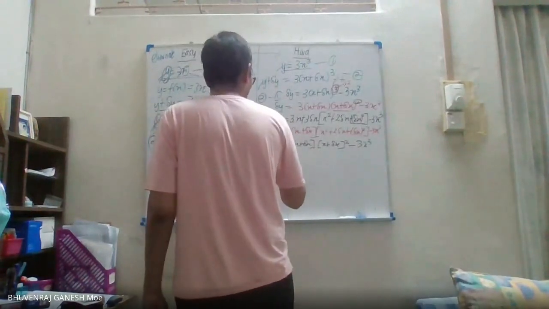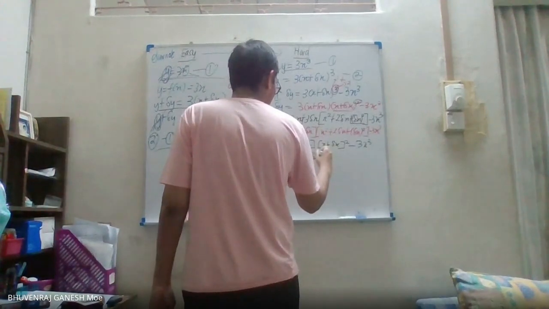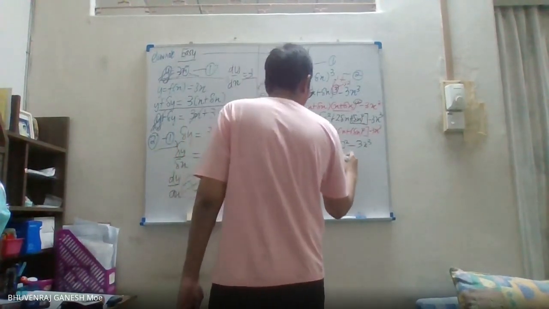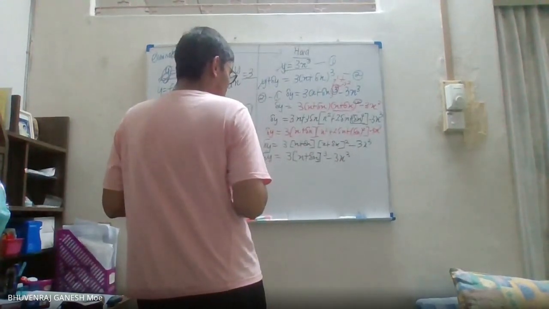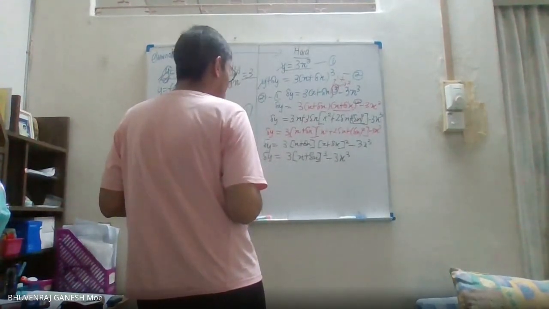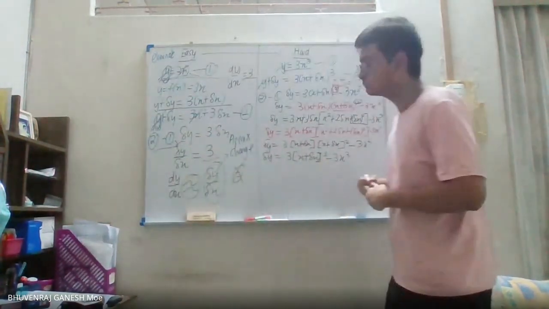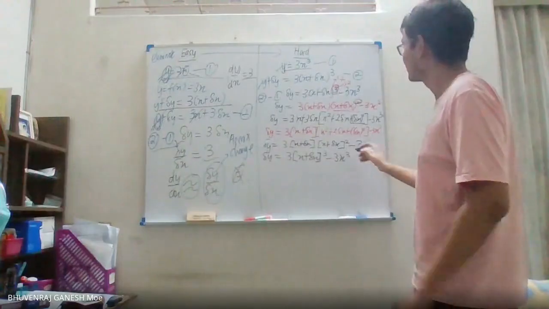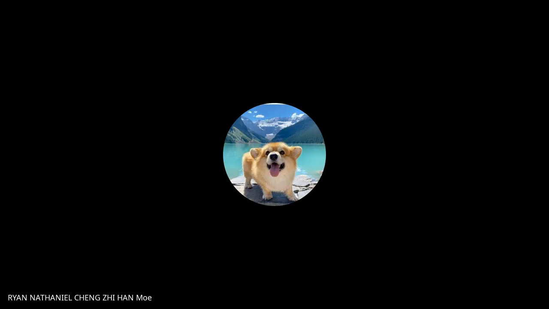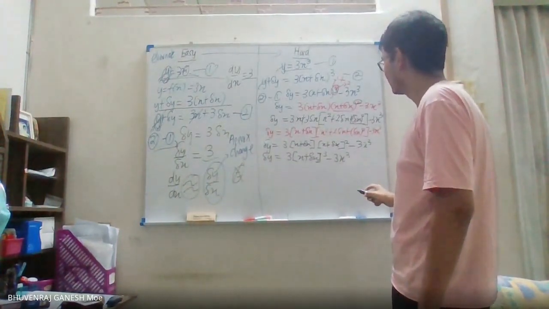So delta y equals 3x plus delta x cubed minus 3x cubed. Okay, is it correct? Wait, I think so. I'm not sure. But you have to divide with delta x, right? But how do you do that? Then must divide delta x.